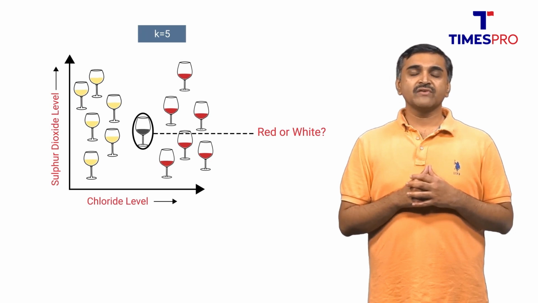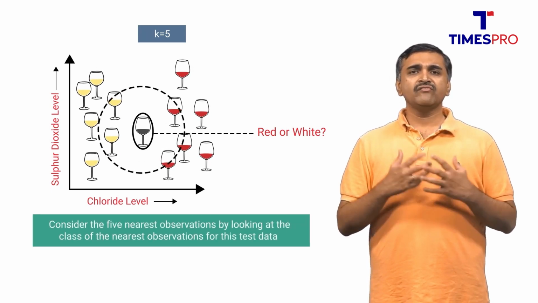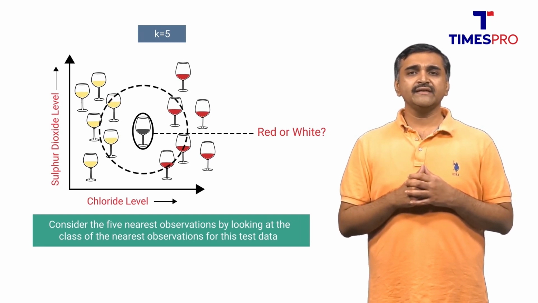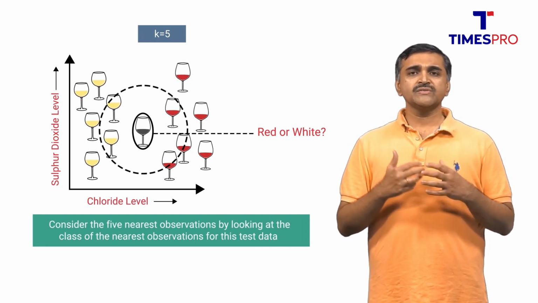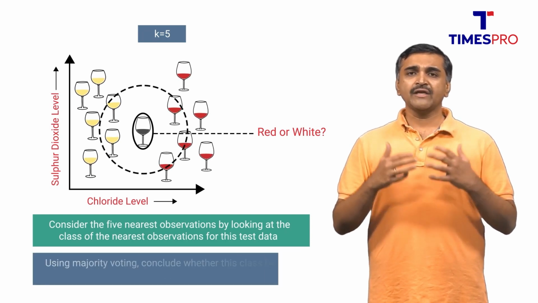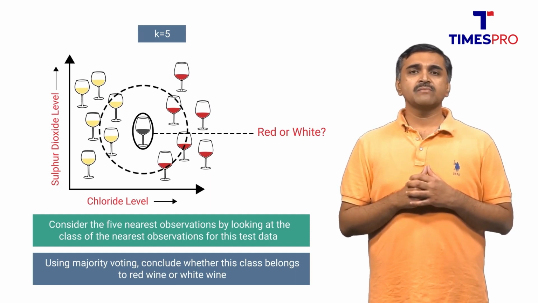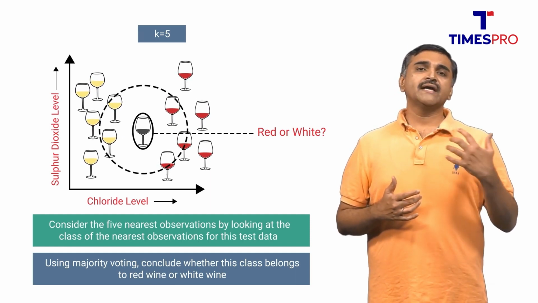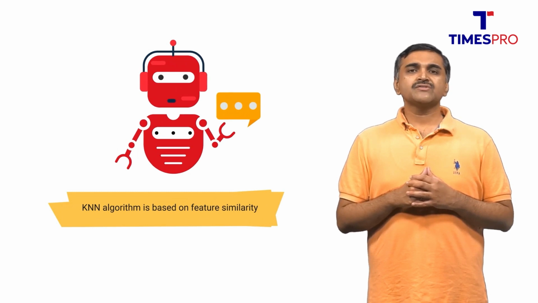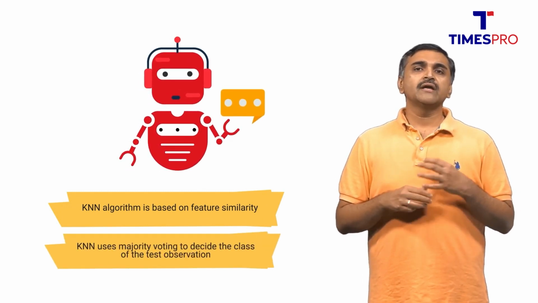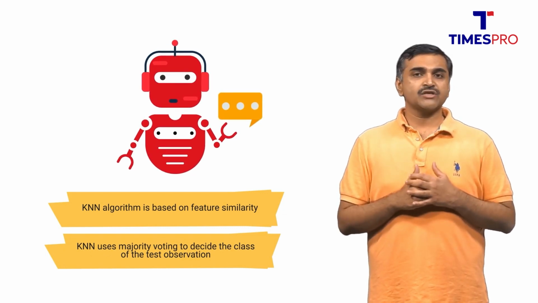For this test observation, we are going to consider the 5 nearest neighbors, and by looking at the class of the nearest observations to this test data and by using majority voting, we are going to conclude whether this class belongs to a red wine or that of a white wine. Let's try to understand this in more detail. KNN algorithm is based on feature similarity. KNN uses majority voting to decide the class of the test observation.